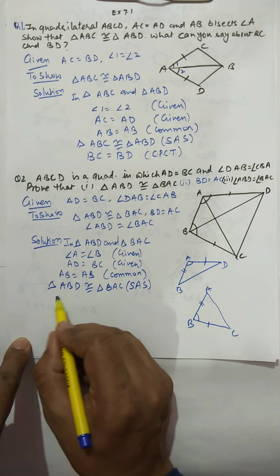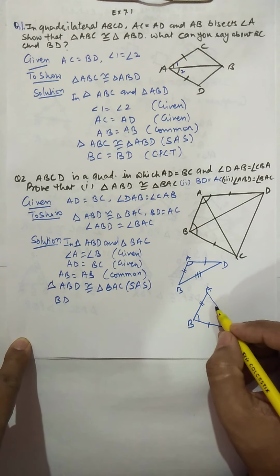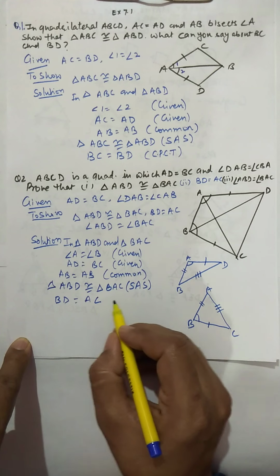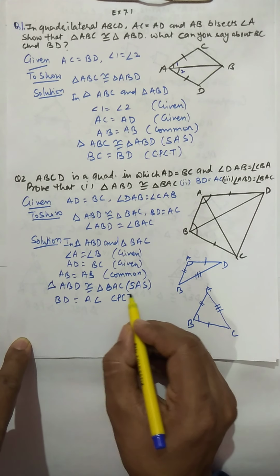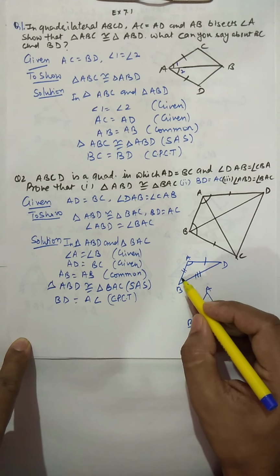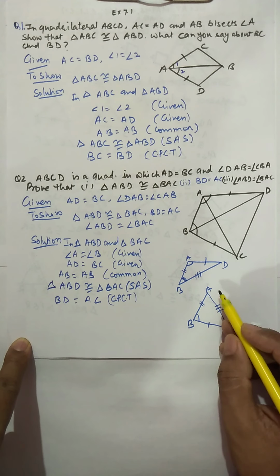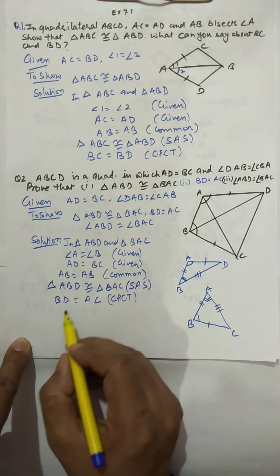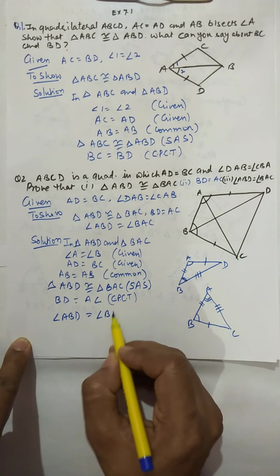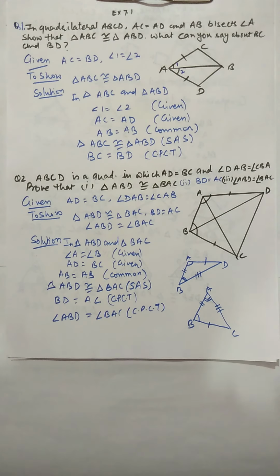So this BD, the third side, and this AC, they will also be equal, BD equal to AC, and the reason you may write is CPCT. And this angle, you can see here, will also be equal to this angle, BAC. So you may write angle ABD equal to angle BAC, and the reason will be the same, CPCT.